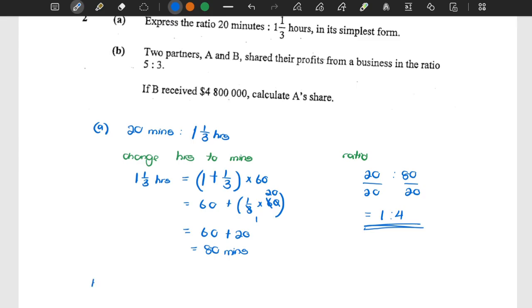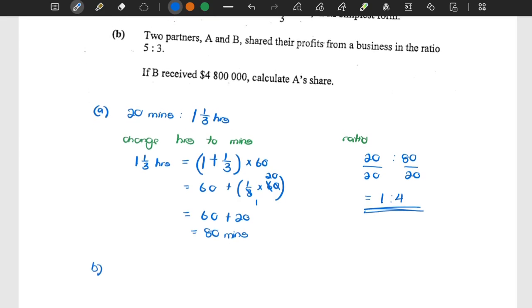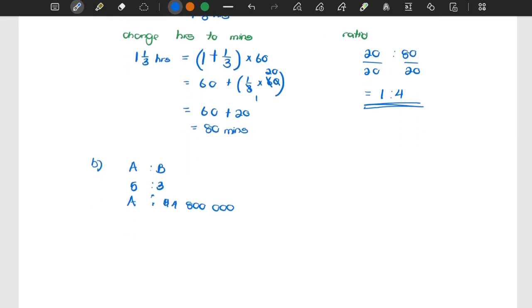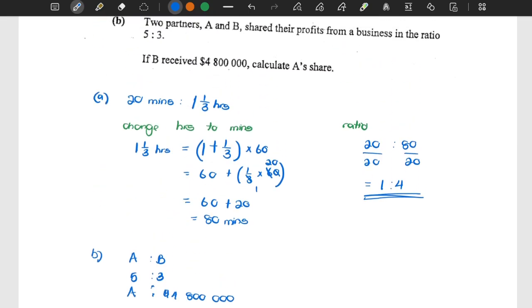Part B says 2 partners, A and B, share their profits from a business in the ratio 5:3. Okay. So that's A is to B is 5:3. You follow the order with which they were mentioned. So we are told that if B received, so we don't know what A received, but we know that B received 4,800,000. So now we're trying to find A's share.